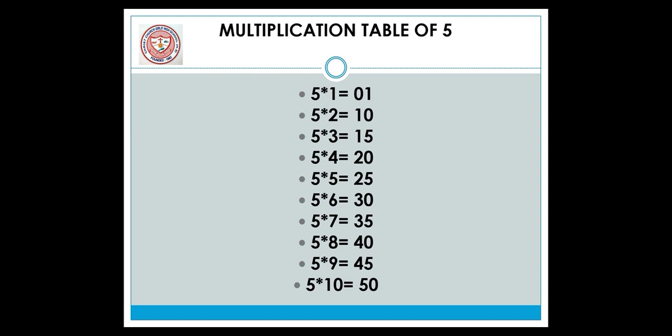Table of 5. 5 ones are 5, 5 twos are 10, 5 threes are 15, 5 fours are 20, 5 fives are 25, 5 sixes are 30, 5 sevens are 35, 5 eights are 40, 5 nines are 45, 5 tens are 50. So, we are done with revising tables. Now, practice the following sums.